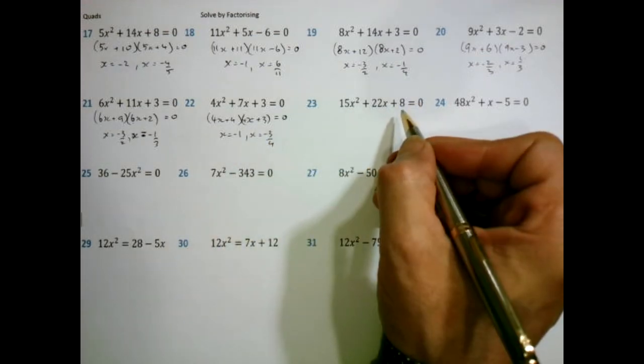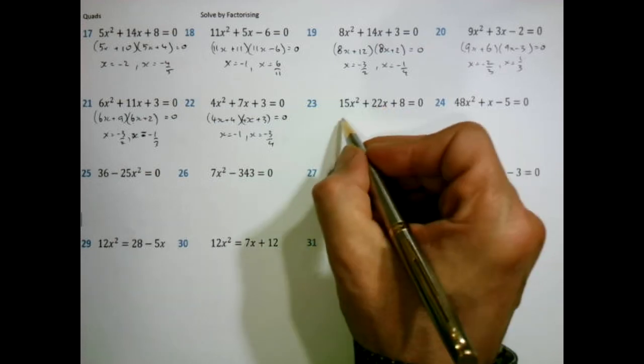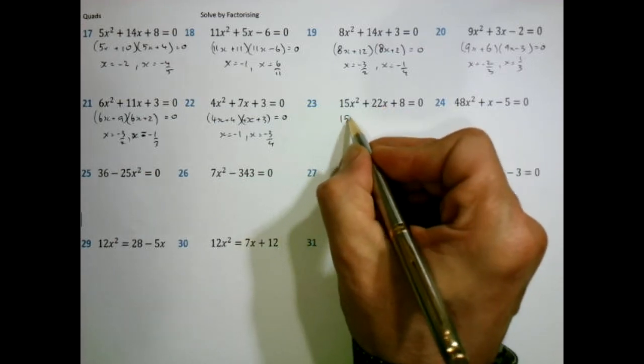15/8. 120. Factors of 120, which add up to 22. 12 and 10. 15x plus 10.